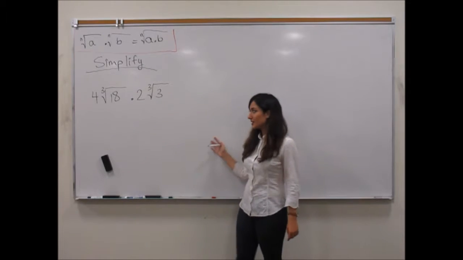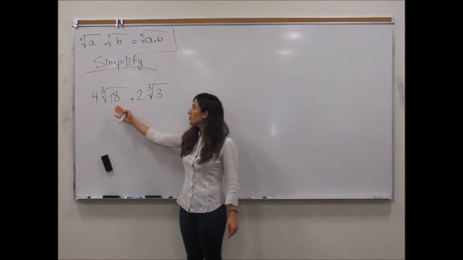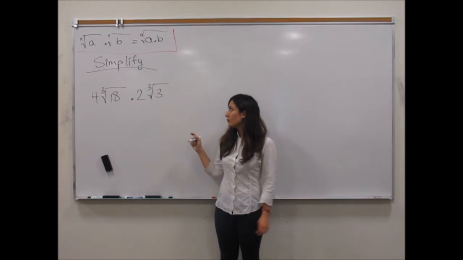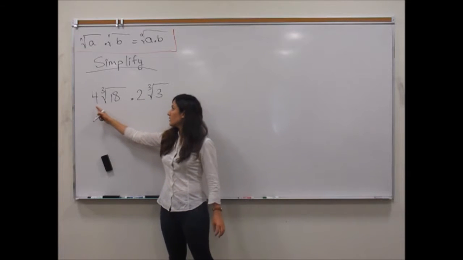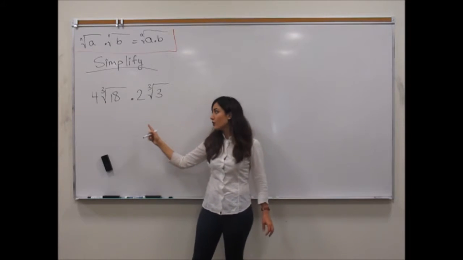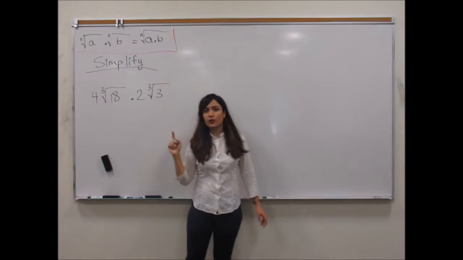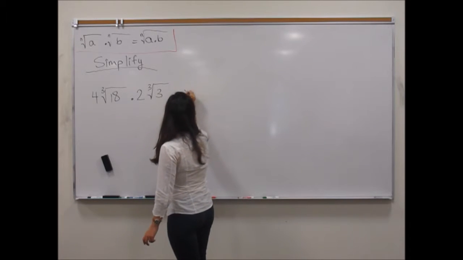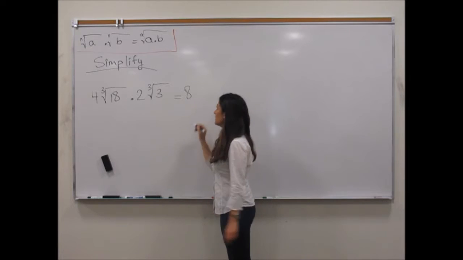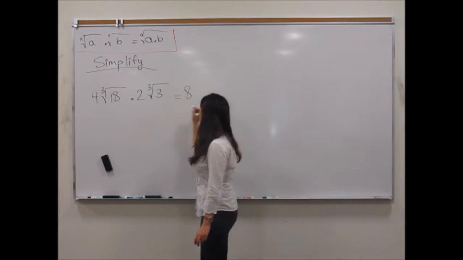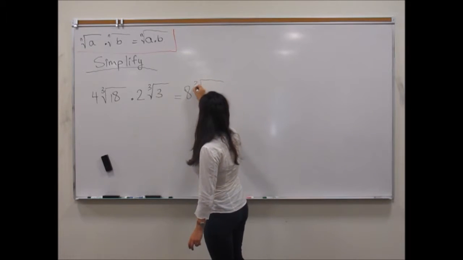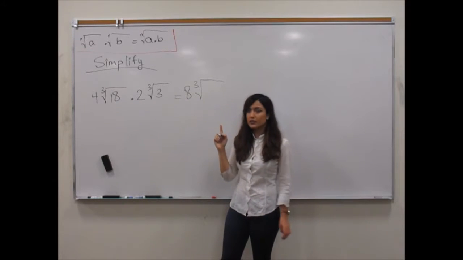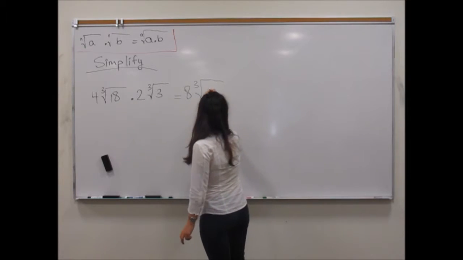Alright, so here's the next example. 4 cube root of 18 times 2 cube root of 3. So first, I multiply the coefficients. 4 and 2 are the coefficients. 4 times 2 is 8. And I'm going to rewrite the radicals. So this is cube root of 18 times 3. 18 times 3 is 54.